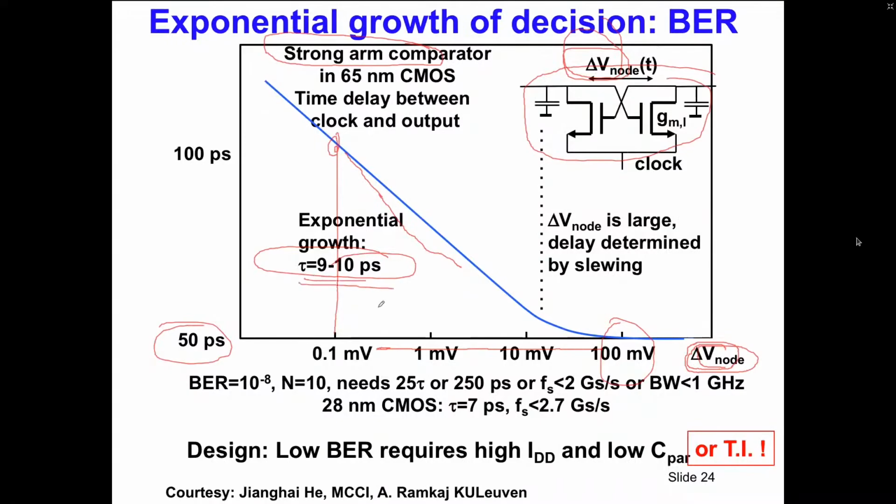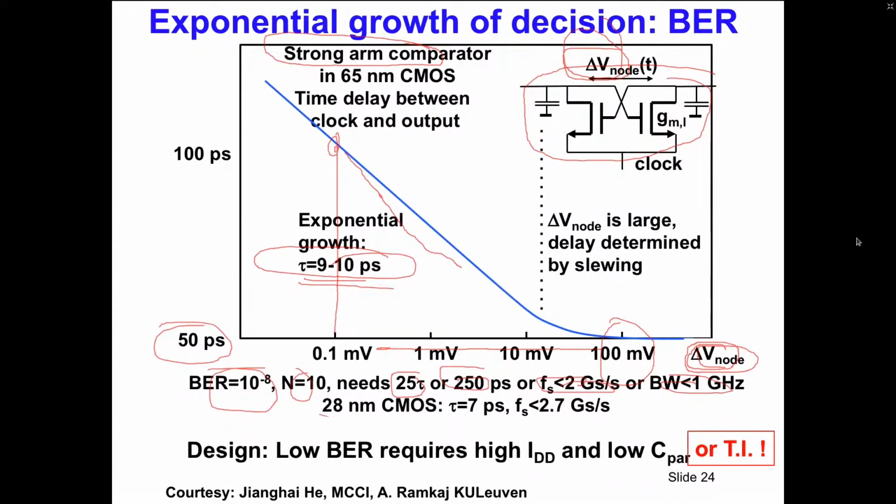That's really a big problem, because suppose you want a communication level bit error rate, you want 10 to the minus 15, then you need something like 25 tau or 250 picosecond, or for 2 gigasamples per second in order to process 1 gigahertz of bandwidth. Now, Heisenberg wouldn't be afraid of that, you know.